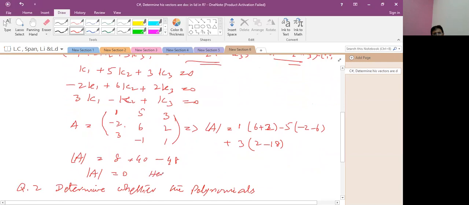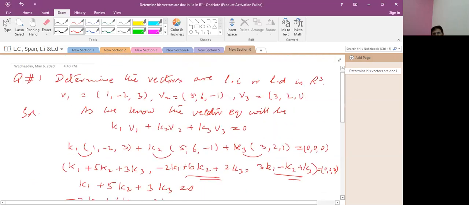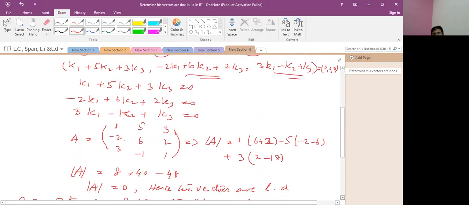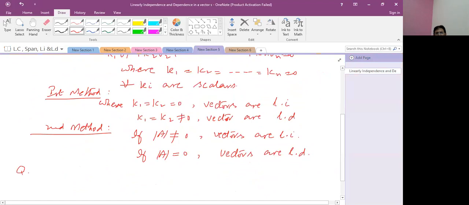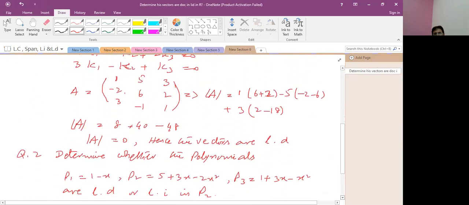Hence, the vectors are linearly dependent according to the definition, right? So now we consider in the previous slide, if the determinant value is 0, the vectors are linearly dependent. Now the next application about linearly independent or dependent.